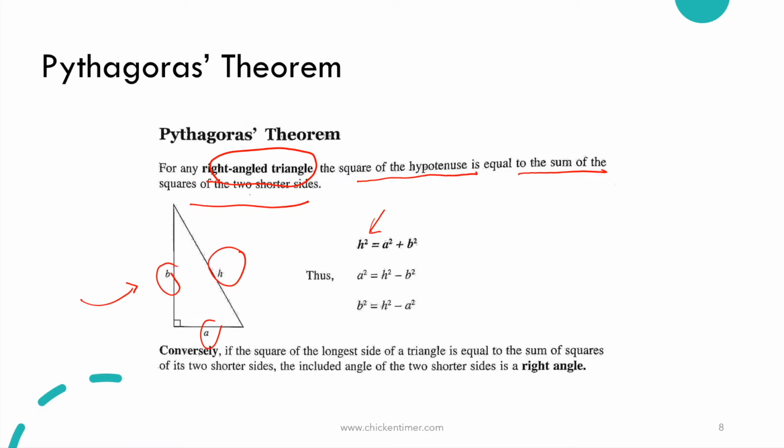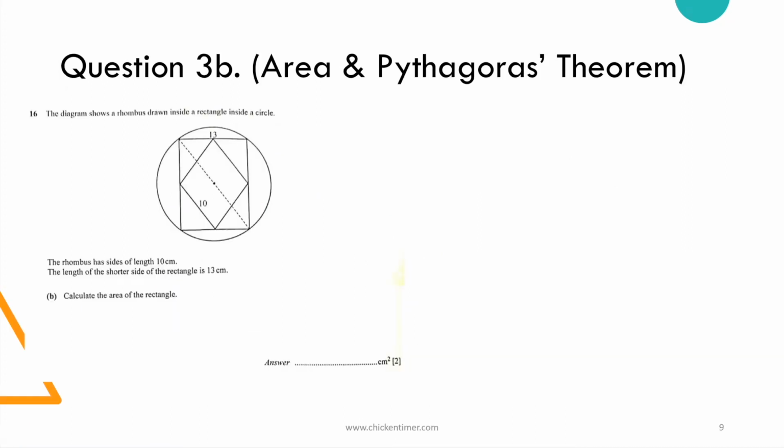So if you want to prove that a triangle is right angle, we also have to do this. If the two shorter sides add up and become the square of the longer side, then the triangle is a right angle triangle. So we're going to use this for this part B.